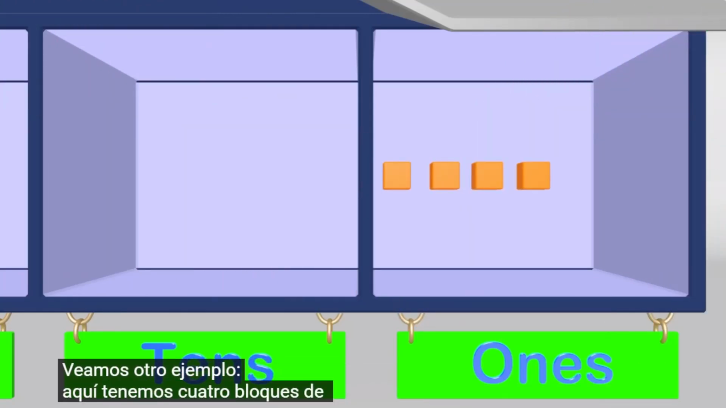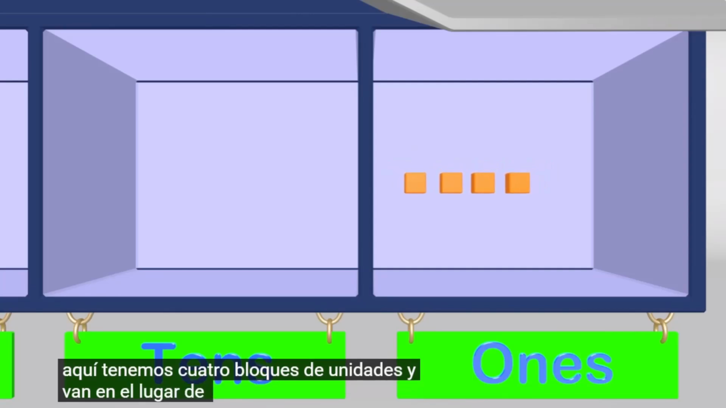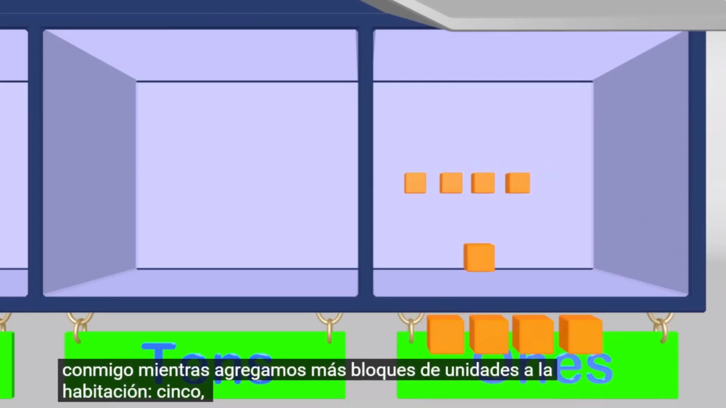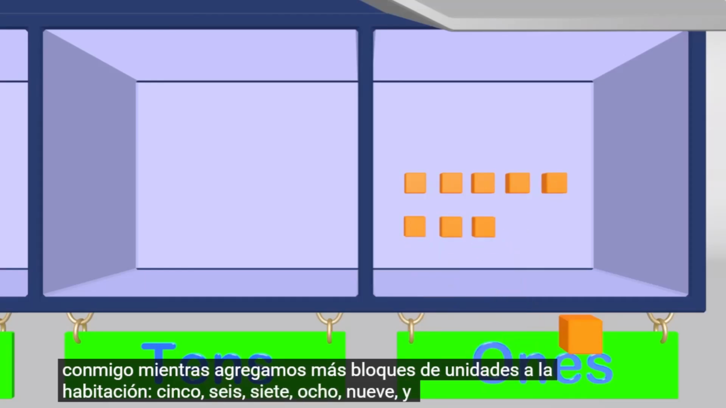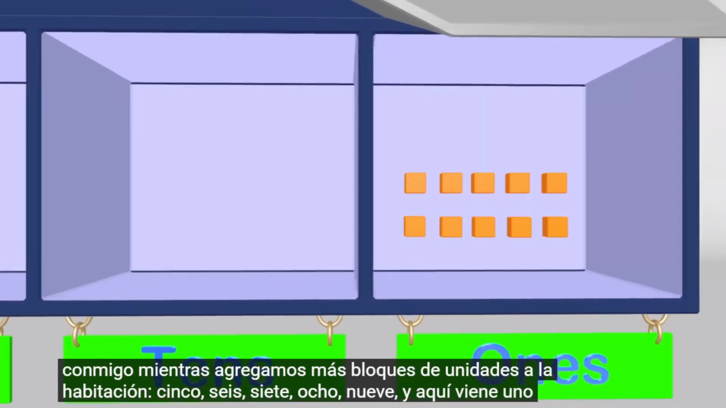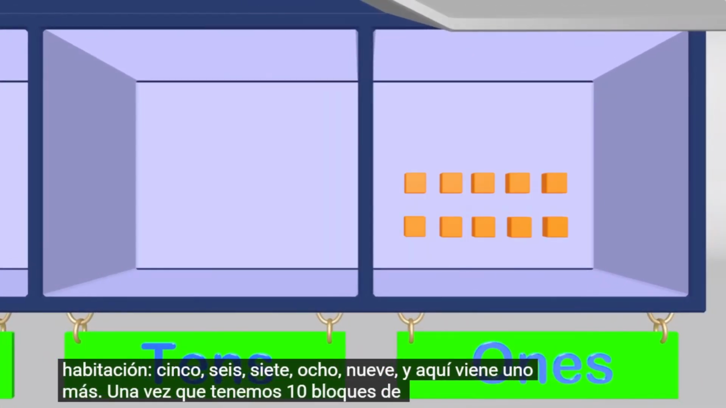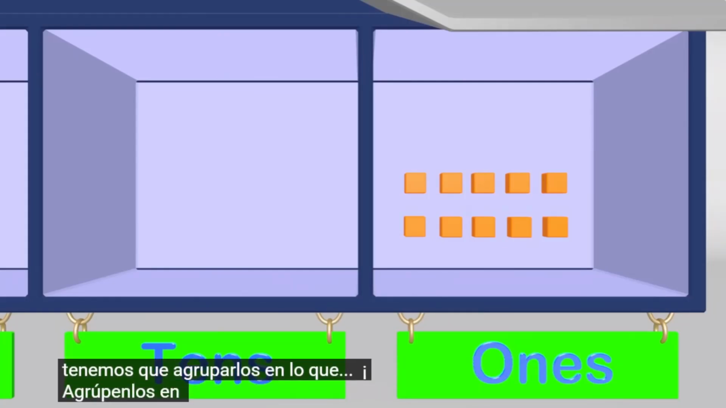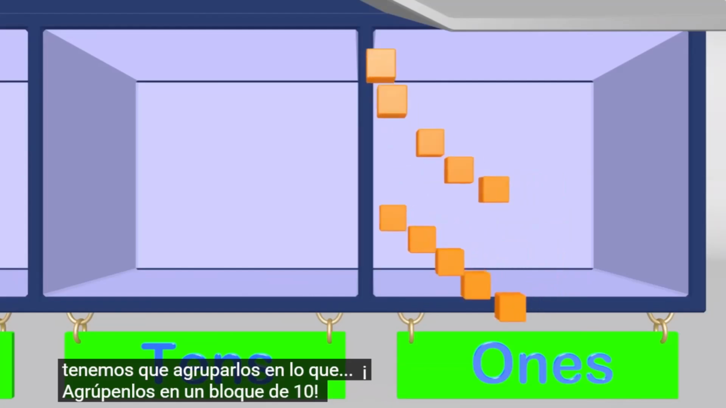Here we have 4 ones blocks, and they go in the ones place. Now count with me as we add more ones blocks to the room. 5, 6, 7, 8, 9, and here comes one more. Once we have 10 of the ones blocks, we have to group them into what? We group them into a 10. Great job!